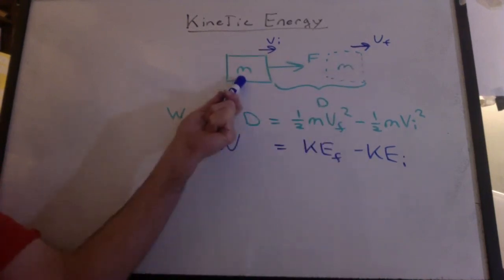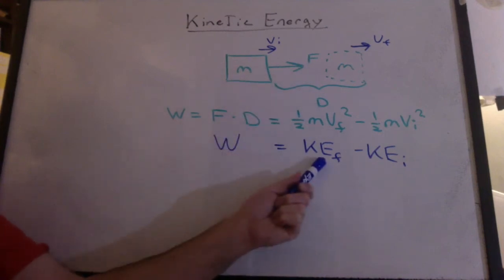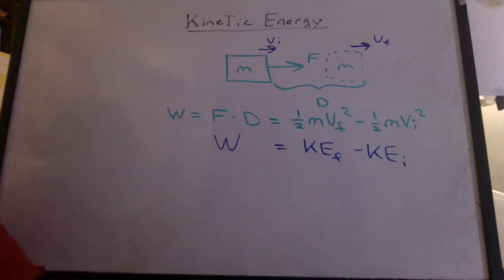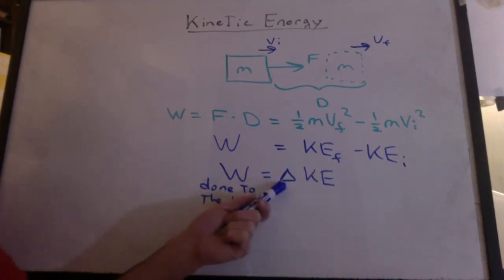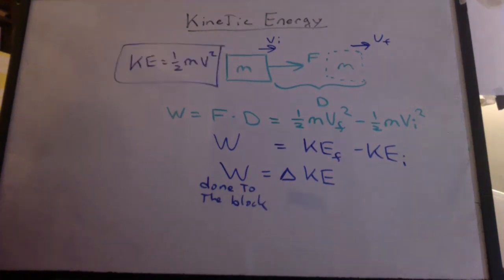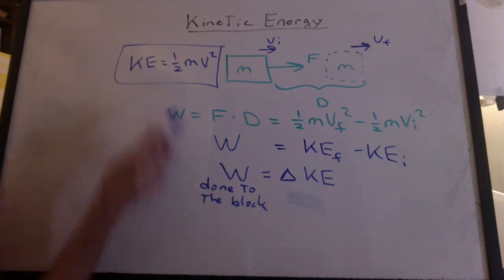The work done to this block by F is going to be the work. That work is now manifested in an increase in kinetic energy. So we can say that the work done to the block is the change in kinetic energy. Remember this now, kinetic energy equals 1/2 mv squared.